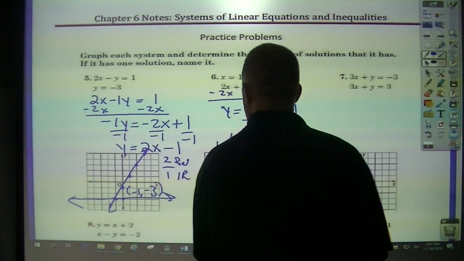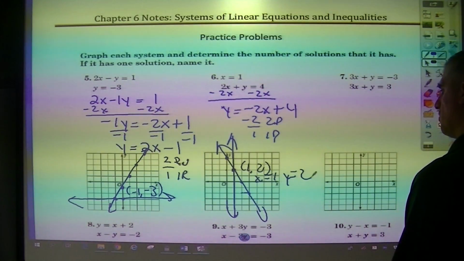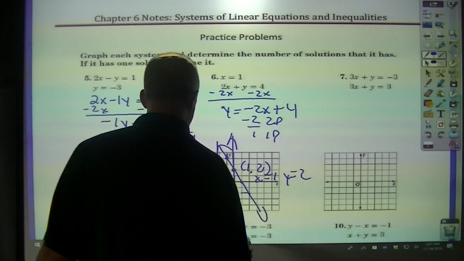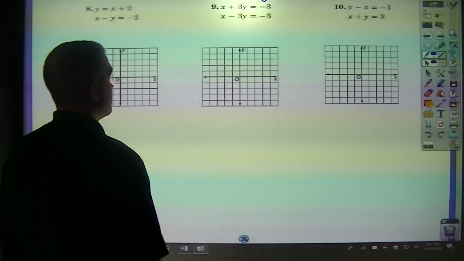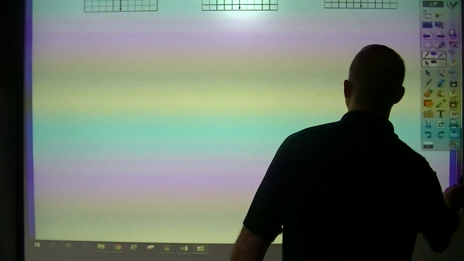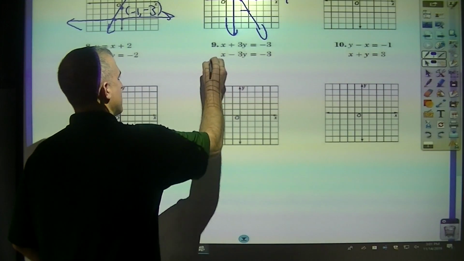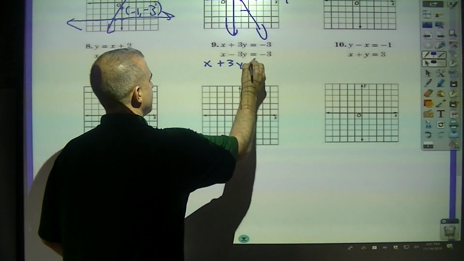Okay? Let me do one more for you guys. I'm going to do number 9 to finish out. The other ones you can sort of see as you go. Okay, so I'm gonna rewrite this just so I have enough room.